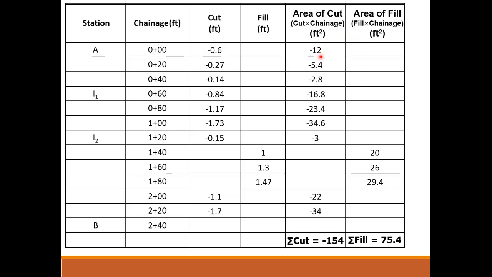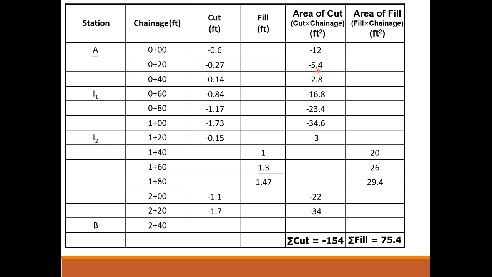This is very simple. How do we get it? I have written the formula in the column heading for your convenience. Cut quantity multiplied by the chainage gives you the area of cut. The chainage is fixed, which is 20 feet. We just multiply 20 by this cut value, and we get the cross-sectional area of cut as 12. First method, you can also calculate this value by using the graph directly.